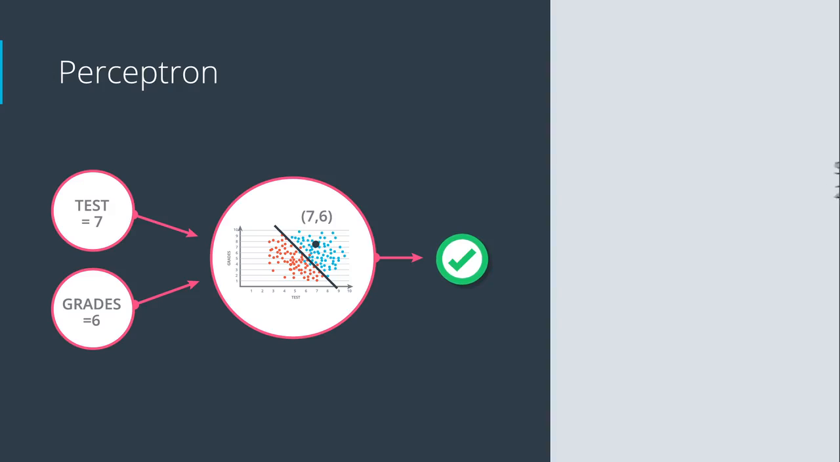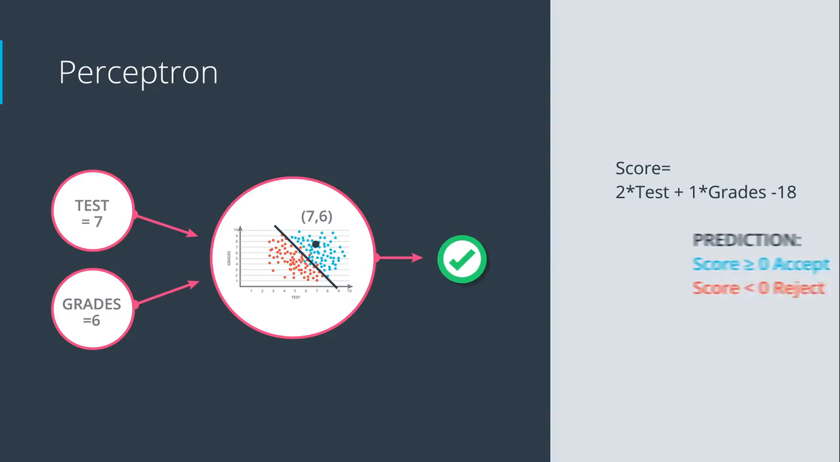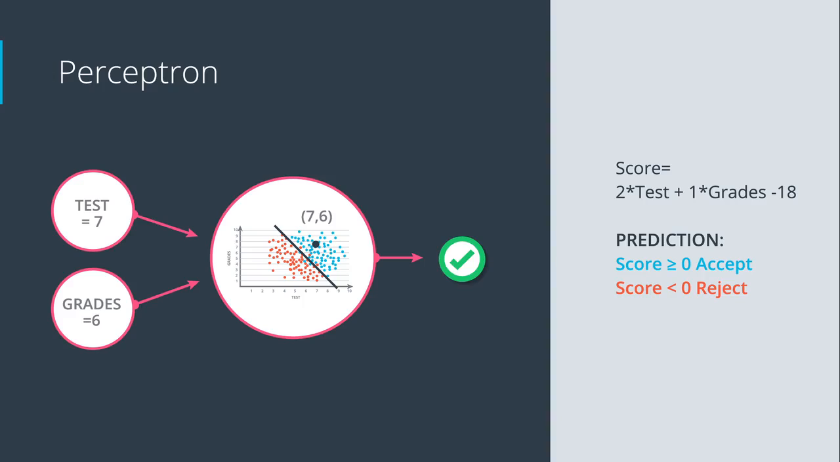So let's recall that our equation is score equals 2 times test plus 1 times grade minus 18. And that our prediction consists of accepting the student if the score is positive or 0 and rejecting them if the score is negative. These weights, 2, 1, and minus 18, are what define the linear equation, and so we'll use them as labels in the graph. The 2 and the 1 will label the edges coming from x1 and x2 respectively, and the bias unit minus 18 will label the node.